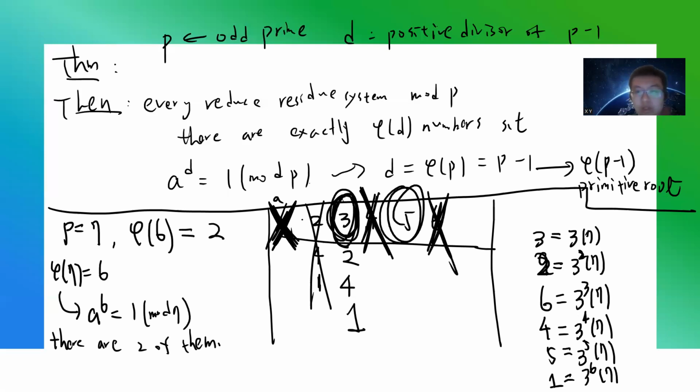Okay, so this is just this theorem. And so this theorem is very interesting, right? It says that if you take d to be a positive divisor of p minus 1, then you will get exactly phi(d) numbers. Exactly phi(d) numbers means that in this reduced system, there are exactly phi(d) numbers a such that a to the d equals 1 mod p. So this theorem, you can see how to prove this.